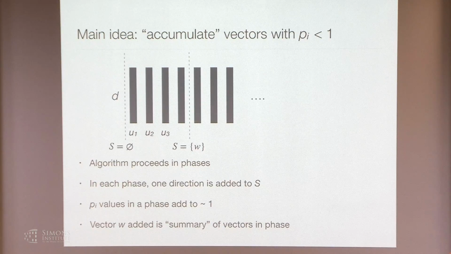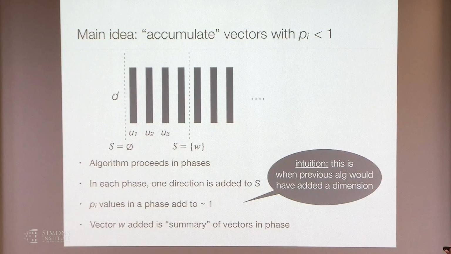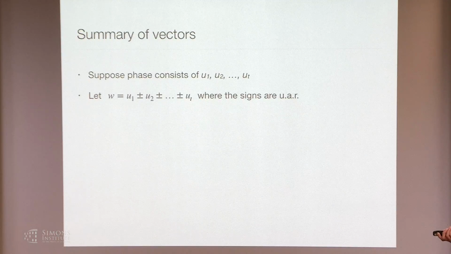The intuition is that in some sense you are adding roughly one vector when even the previous algorithm would have added one vector, but you are adding a much better vector. So you have a summary of everything that happened in that phase. Quickly, let's see what the summary of a phase is.